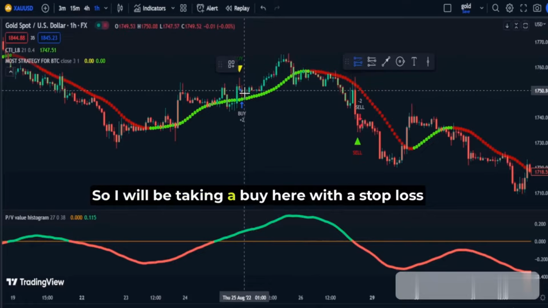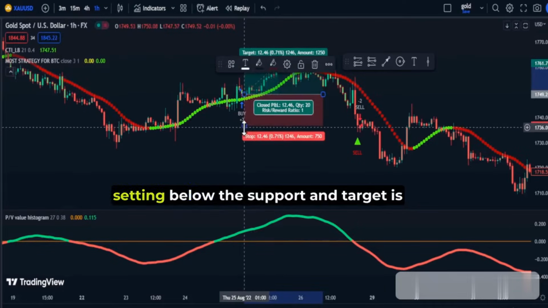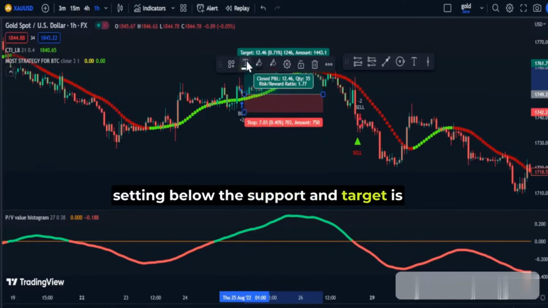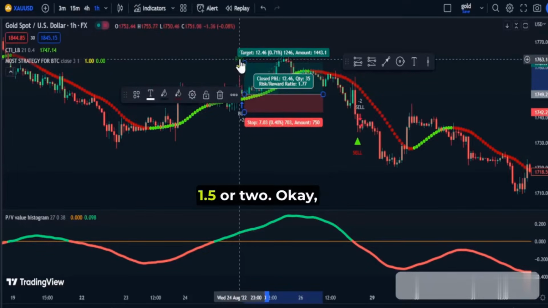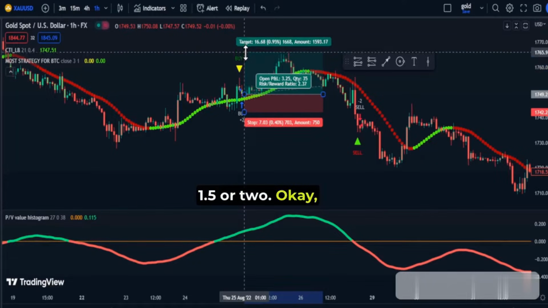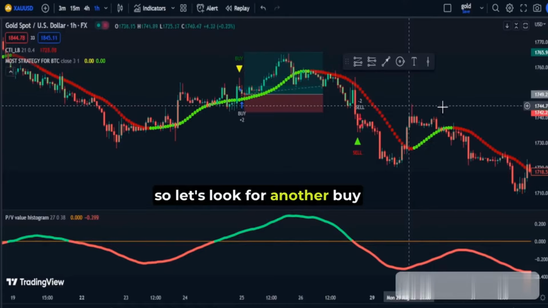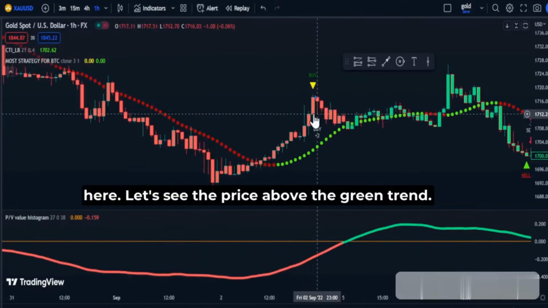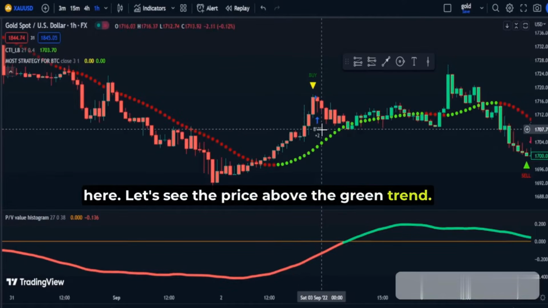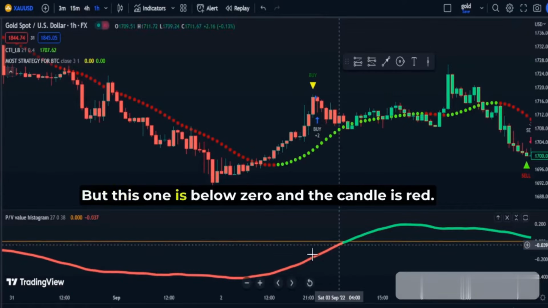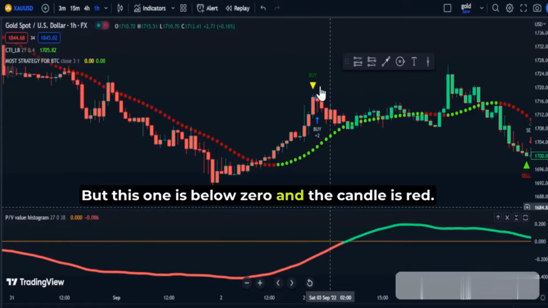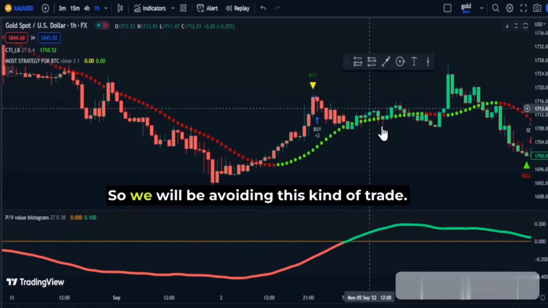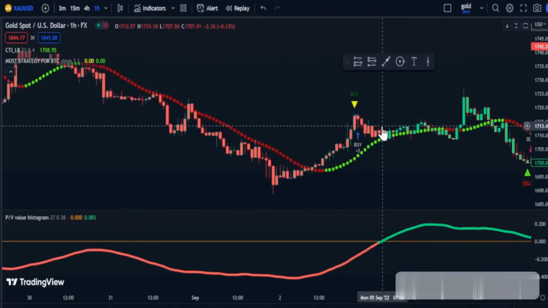So I will be taking a buy here with a stop loss set below the support, and the target is 1.5 or 2. Okay, so let's look for another buy. Here, let's see. The price is above the green trend, but the histogram is below 0 and the candle is red. So we will be avoiding this kind of trade.